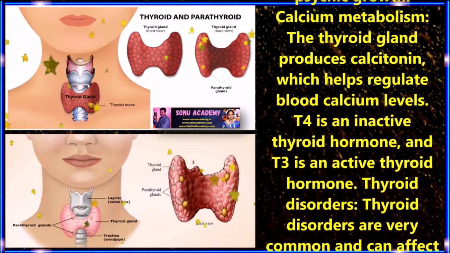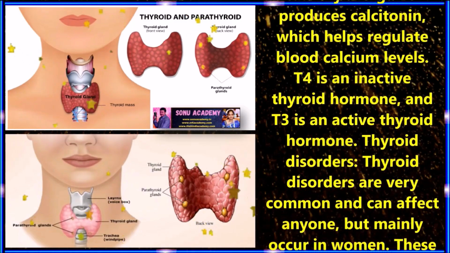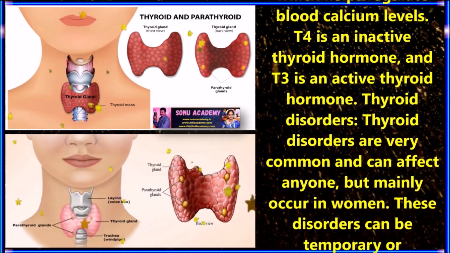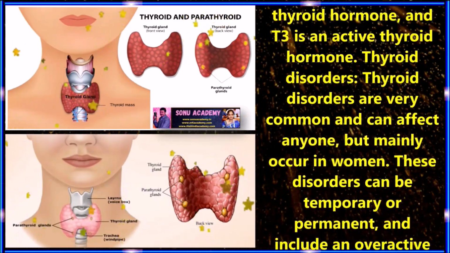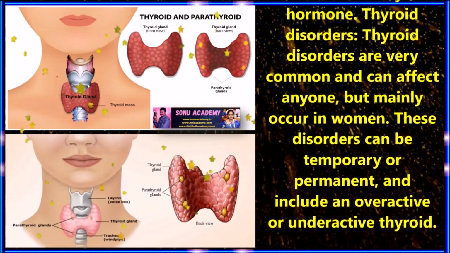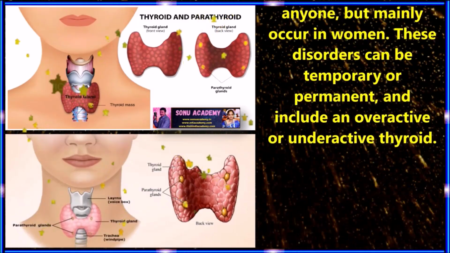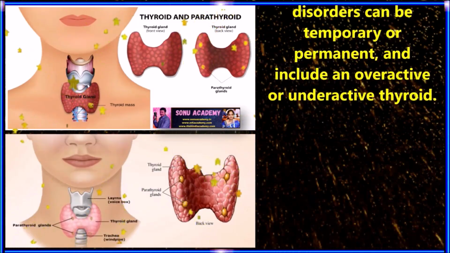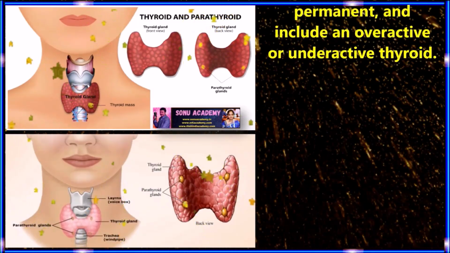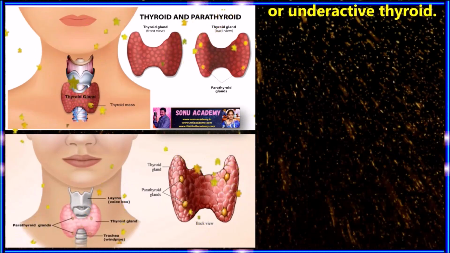T4 is an inactive thyroid hormone and T3 is an active thyroid hormone. Thyroid disorders are very common and can affect anyone, but mainly occur in women. These disorders can be temporary or permanent and include an overactive and an underactive thyroid.